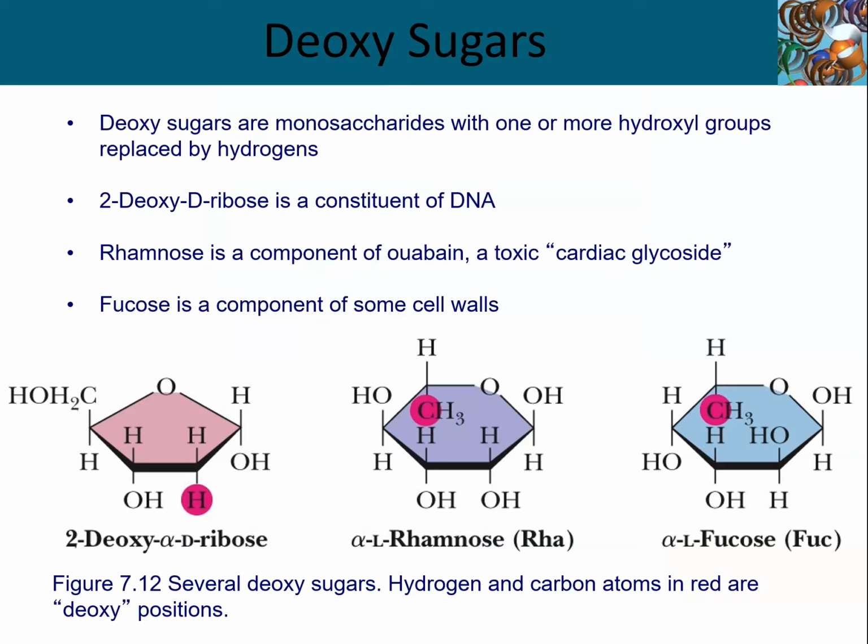Deoxy sugars. Deoxy is when you remove one of the hydroxyl groups and replace it with a free proton. You're going to see these deoxyriboses in particular in DNA, deoxyribonucleic acid. You're also going to see it in some unique compounds like rhamnose, which is a component of ouabain, which is a cardiac glycoside. It's a particularly toxic cardiac glycoside.